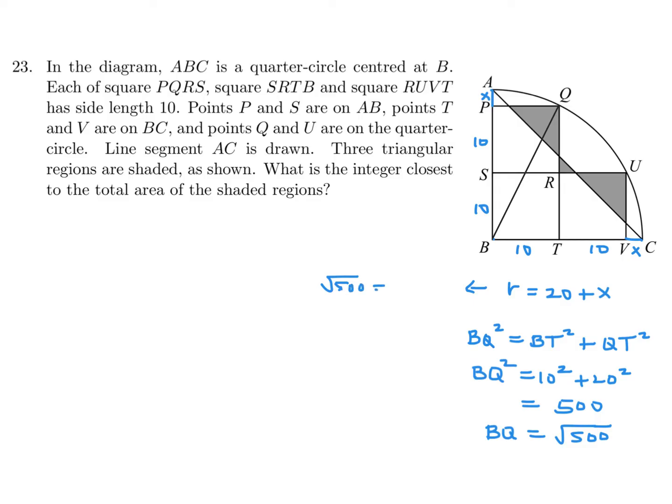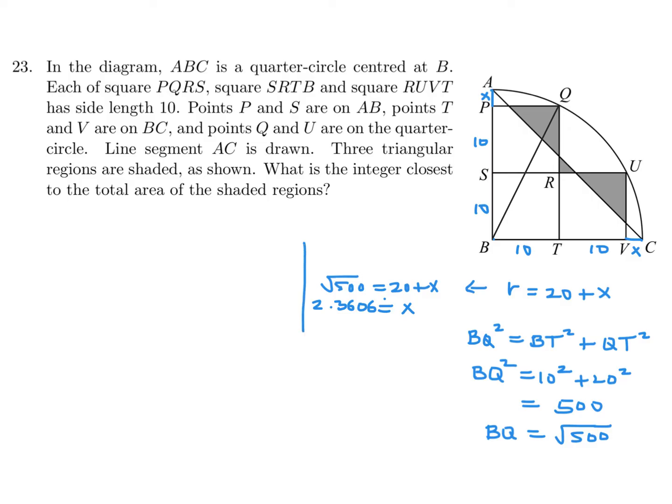So I put that in for r, and that's 20 plus x. And then when you solve for this, x is going to be, in terms of a decimal, using your calculator, 2.3606. I'm going to go to 4 decimal points to try to get it as accurate as possible. Okay, so now where do I go from here?